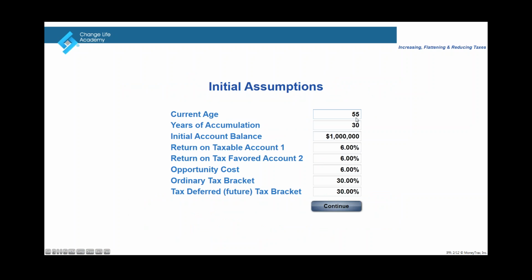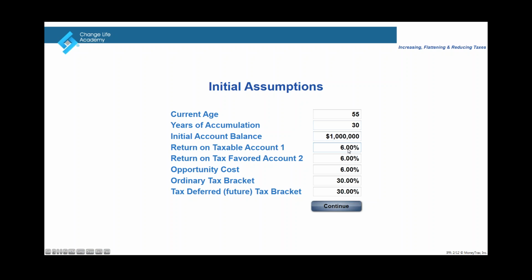For example, let's just take a client that is 55 years old, that has 30 years. Maybe the life expectancy is 85, 90, so we've got at least a good 30 years there. So a 55-year-old with $1 million in a taxable account. This could be in a CD at the bank. This could be in a savings account. This could be in an equity account, in stock, bonds, whatever the case may be. Let's just say they have $1 million, and let's say they are getting 6% on that money.